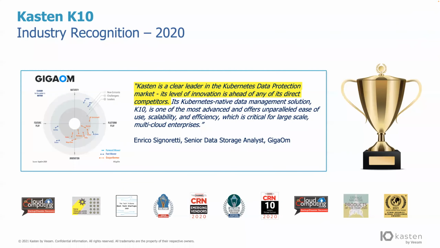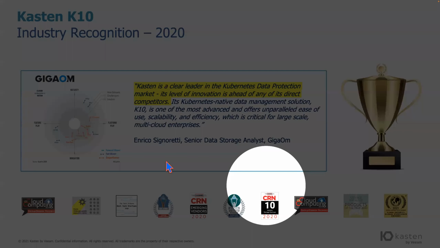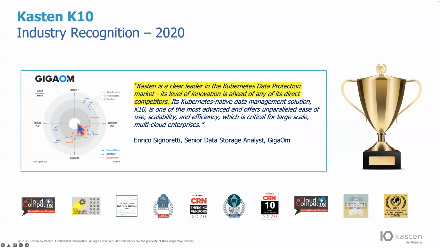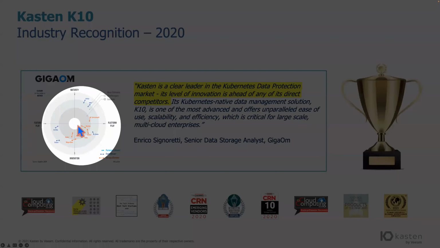Talking about the Kubernetes-specific data protection market, Gartner and Forrester don't have such a report, so the only one is from GigaOM. As you can see from the screen, this is how to read the chart: the closer to the center circle, the better. Kasten is very close to the center, together with a few others.